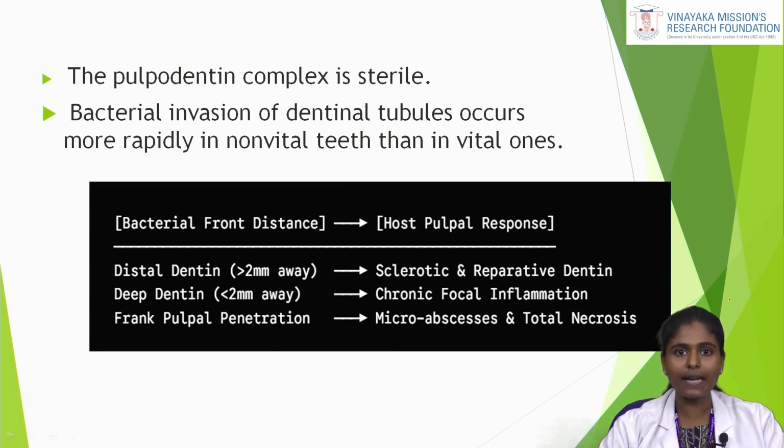What are all the scenarios happening here? Distal dentin that is more than 2 mm away leads to sclerotic and reparative dentin. Deep dentin that is less than 2 mm away leads to chronic focal inflammation and frank pulpal penetration, which leads to micro abscesses or total necrosis.